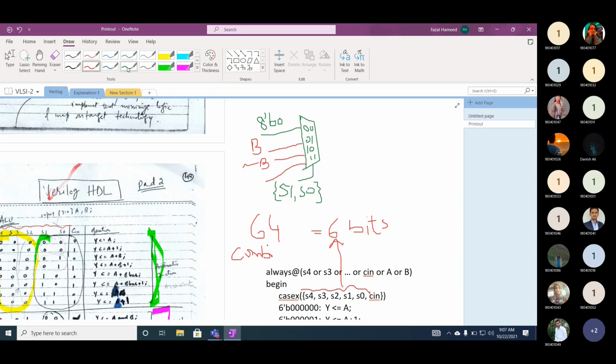Now, let's assume we change the truth table. In this case, Y is equal to B, and for this, Y is equal to B plus 1. Or make it simple, it will be easy, where Y is equal to A and Y is equal to A plus 1. It doesn't matter. If you want to make it different, make it B and B plus 1.